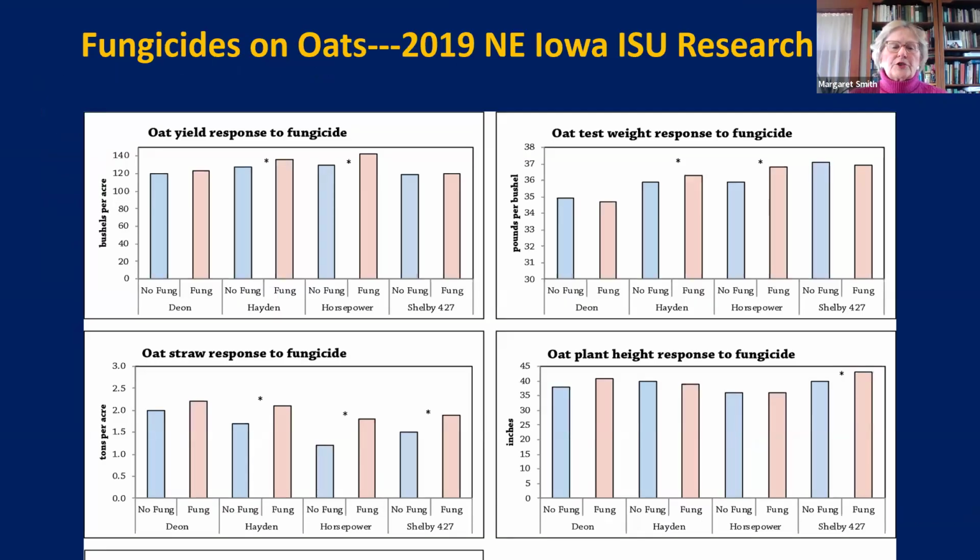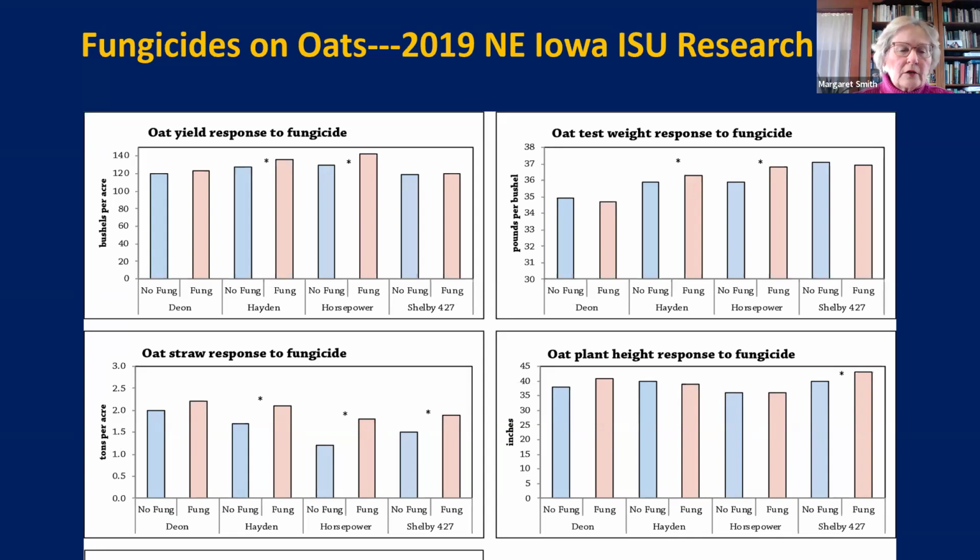So some results from fungicide use on oats, and this is for prevention of crown rust. A somewhat involved graph here, but let's look at the upper left-hand corner of oat yield response to fungicide. This was done at the Northeast Iowa Research Farm near Nashua. They took 4 oat varieties, Dion, Hayden, Horsepower, and Shelby 427.